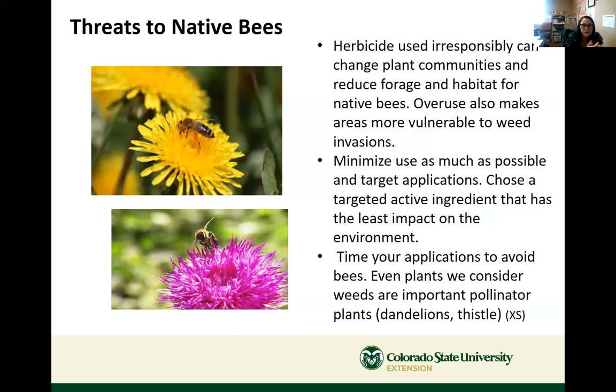If you absolutely need to use something, try to choose the least harmful ingredient, something very targeted with the least impact on the environment. And time your applications to avoid bees. Bees are usually less active at certain times of the day, so read the label. It'll tell you. Even plants that we consider weeds, like dandelions and thistle, bees love them. So just kind of consider that. What's the harm of having a few dandelions in the lawn if the bees like them?